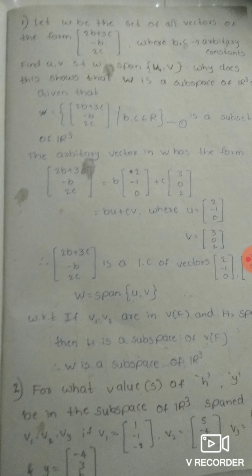This is bu plus cv, where u equals (2, -1, 0) and v equals (3, 0, 2). Then (2b + 3c, -b, 2c) is a linear combination of the vectors (2, -1, 0) and (3, 0, 2). Therefore W equals span of u, v.